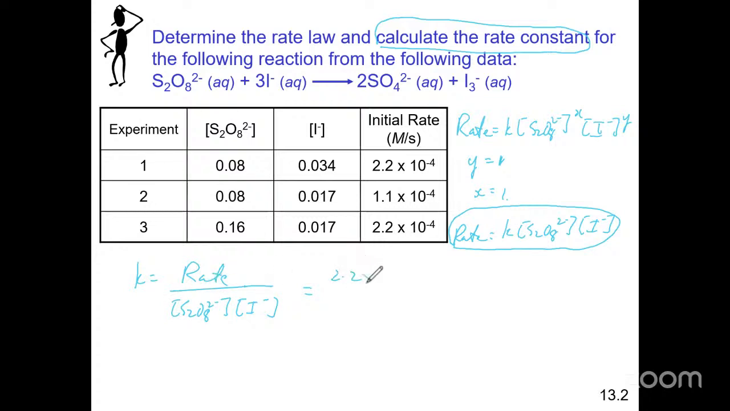So 2.2 times 10 to the minus 4 M per s, divided by 0.08 M times 0.034 M. So let's see what that gives. 2.2 times 10 to the minus 4 divided by 0.08 divided by 0.034. And this gives, according to my calculations, 8.1 times 10 to the minus 2. And this will cancel out with that, so the units will be M to the minus 1, s to the minus 1. So that's how that is done.